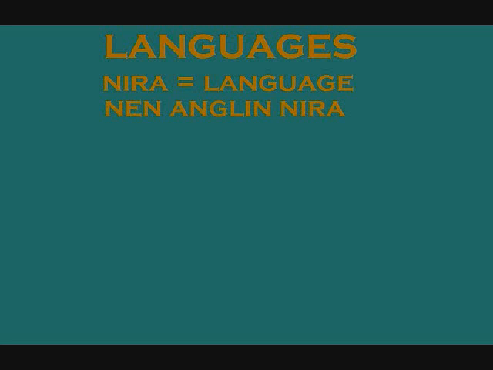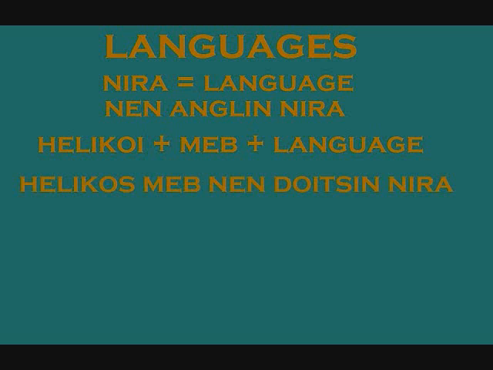You can also talk about the languages associated with these nationalities. The word for language is Nira. So the English language would be Nen Anglin Nira. As covered in a previous lesson, to talk about speaking in a language, you use helikoi and meb. So to say you're speaking in German, you'd say Helikos mebnen Doitsin Nira.